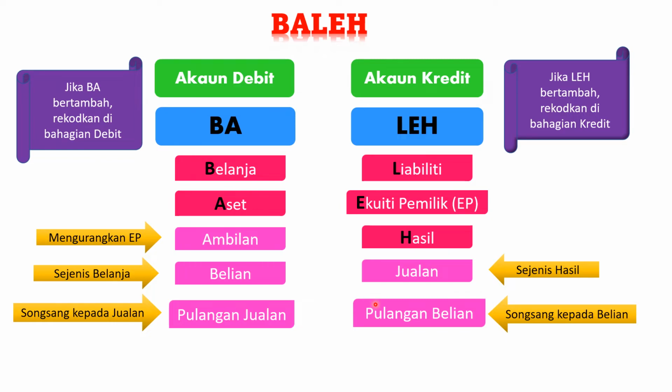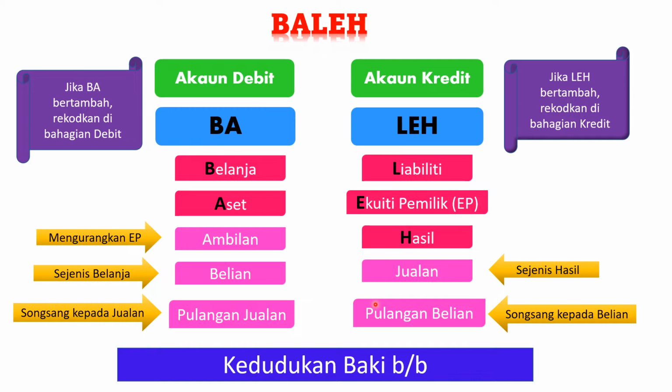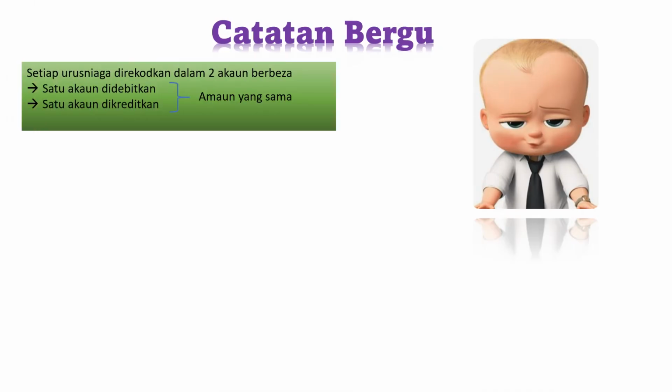Okay? So, overall, what else can BALE tell us? It is also used for kedudukan baki BB. Have you ever had to prepare a T account but you're not sure where to start the baki BB? The baki BB will be given in the question, but you don't know where to put it, debit or credit. So for that, you can use BALE as well. For BA, the kedudukan baki BB is on the debit side. We follow the same one. And for LEH, the kedudukan baki BB is on the credit side. So now, where else can we use BALE? Okay, let's go to the next slide where I explain further on catatan bergu.